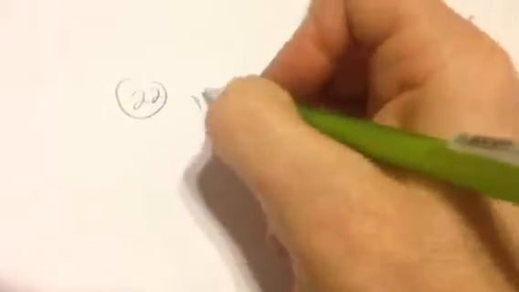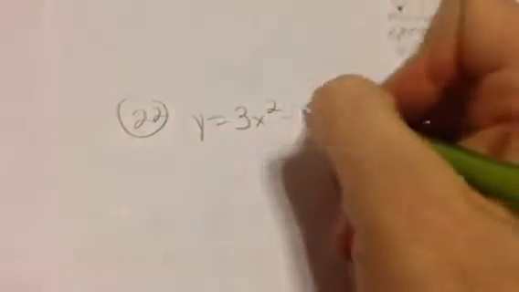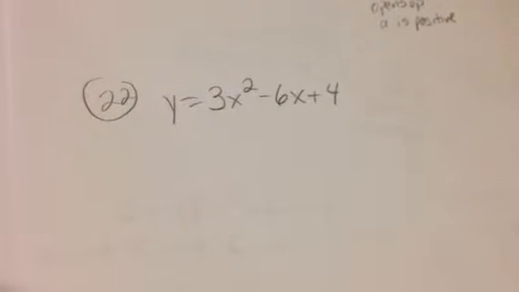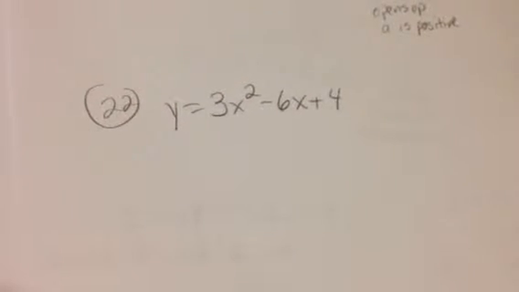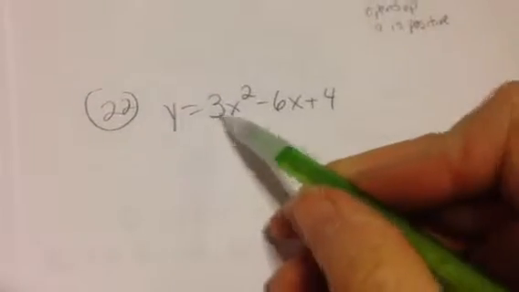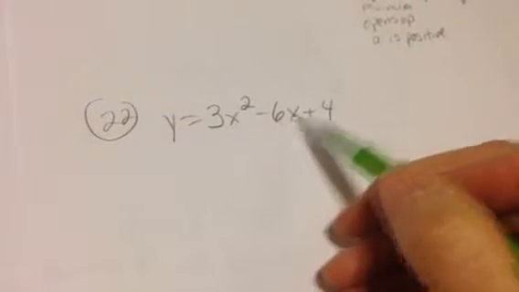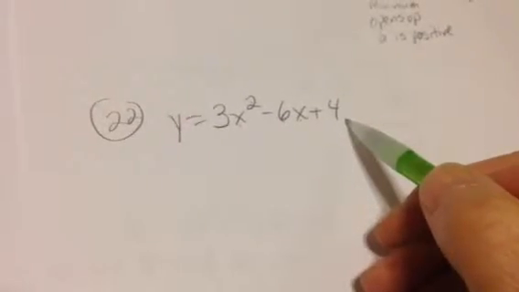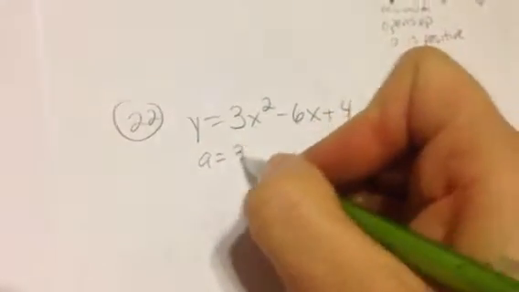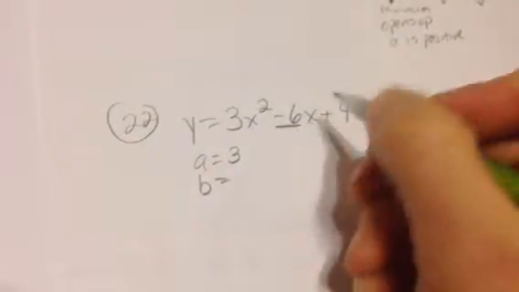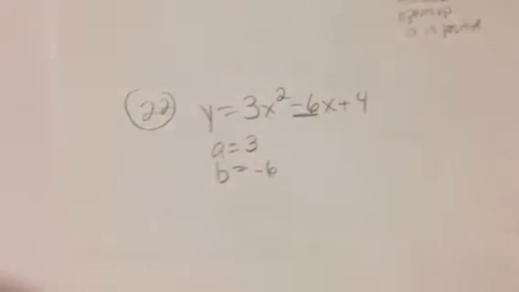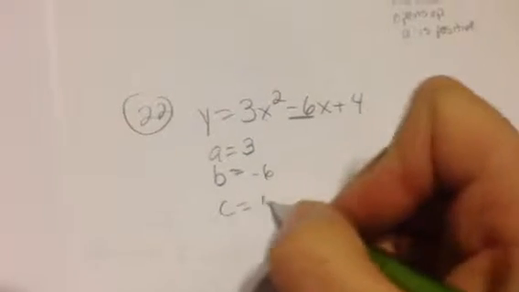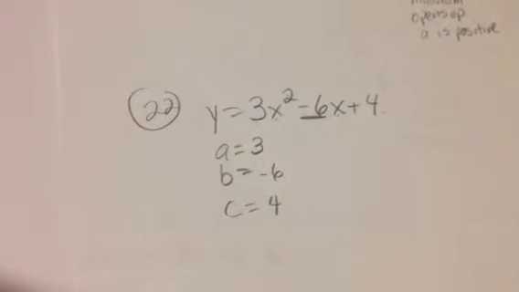So number 22, which is one of your 8 for tonight's homework, is y equals 3x squared minus 6x plus 4. So he says to find a, b, and c. What you need to make sure is that it's in standard form, that it's in ax squared plus bx plus c. So x squared, x, and then just a number, no variable. So it is. So my a is 3 and my b is negative 6. So if there's a minus, make sure you take it with, and c is 4. So I identified a, b, and c.